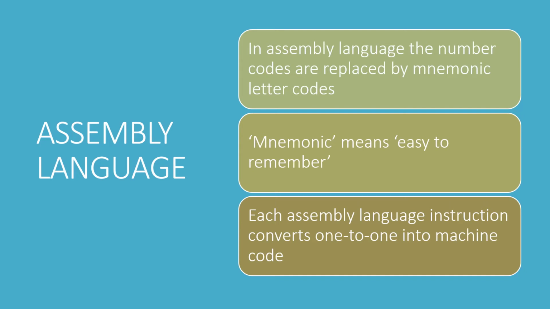And each one of these machine code instructions can be represented in assembly language. In assembly language, the number codes are replaced by letter codes. We call these letter codes mnemonics. Look how mnemonic is spelled with a silent M. That just means easy to remember, because it's easier to remember that the word ADD stands for adding rather than the number 1. But each one of these letter codes quickly converts into the number codes of the instruction set.